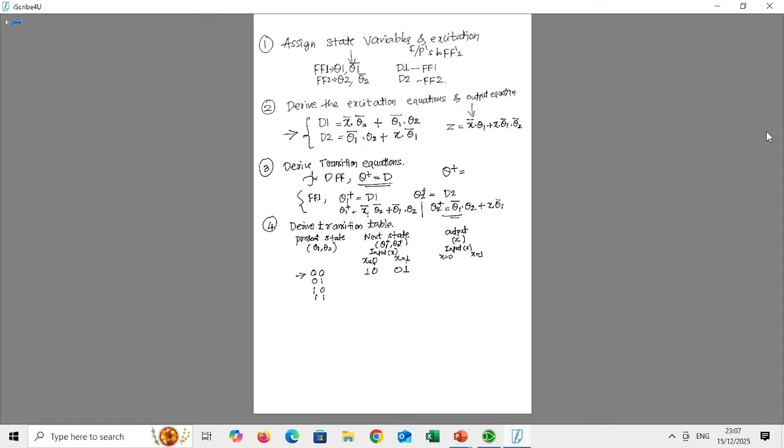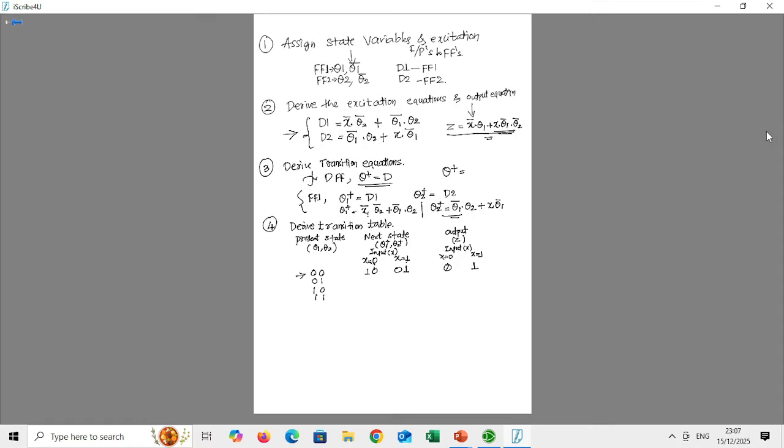Similarly, the output equation. Let's take the output equation. So output equation is this equation. Q1 is 0, Q2 is 0, and X is equal to 0. In this case, when X is equal to 0, we get 0. In the case of X equal to 1, this term becomes 1, so the output will be 1.